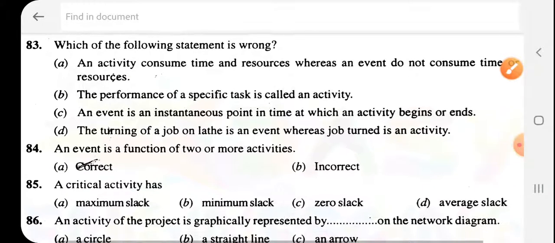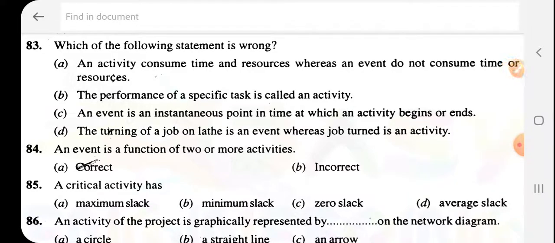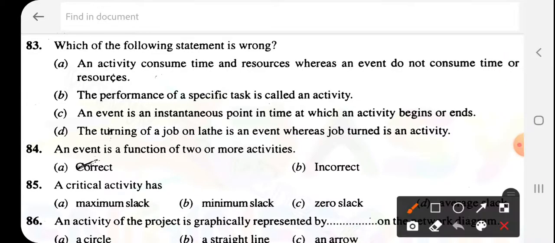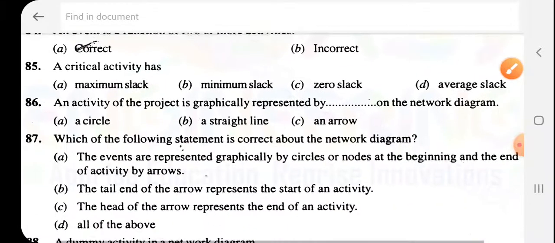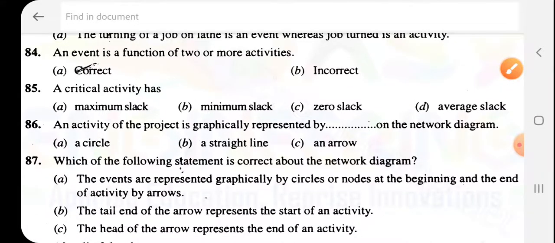Which of the following statements is wrong? So that is 83, D. That the turning of a job on a lathe is an event where the job turned is an activity. That is the wrong statement. So actually, this is activity, this is event. Next, event is a function of 2 or more activities. So 84 is A. That is the correct one only.